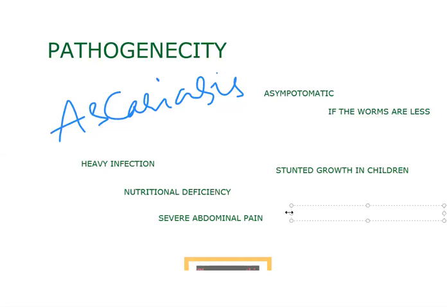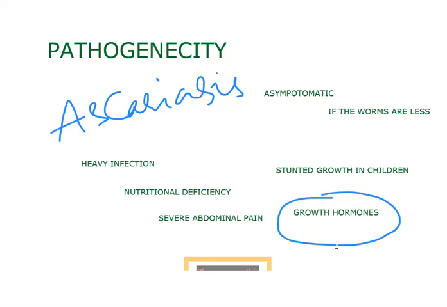Scientists say that in general, the growth of the human being is possible because of growth hormone. We know that growth hormone from the pituitary gland is responsible for growth. So the scientists say it is believed that Ascaris lumbricoides produces certain substances which influence the growth hormone of the human being. That's why we say stunted growth can be expected in children. Somebody asked me, why, sir, only children? Only children more frequently.